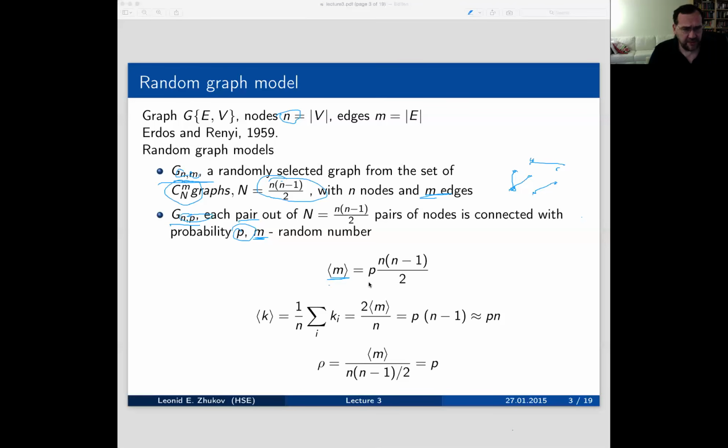So since m is a random number, what you can do is calculate the expectation value, or average, of m. Well, it's obvious what it is equal to. It's the probability that two nodes are connected times the maximum number of possible pairs, right? The total number of pairs is n times n minus 1 over 2, times the probability that they're connected gives you the expectation value for m.